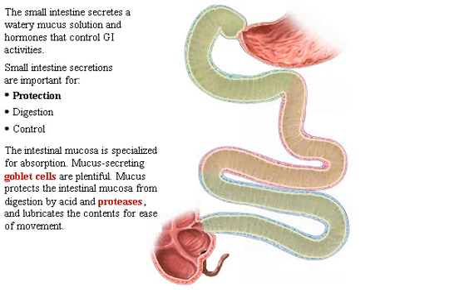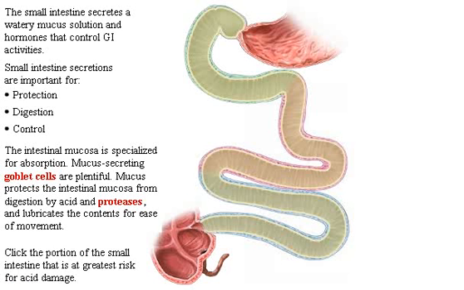The intestinal mucosa is specialized for absorption. Mucus-secreting goblet cells are plentiful. Mucus protects the intestinal mucosa from digestion by acid and proteases and lubricates the contents for ease of movement. Click the portion of the small intestine that is at greatest risk for acid damage.